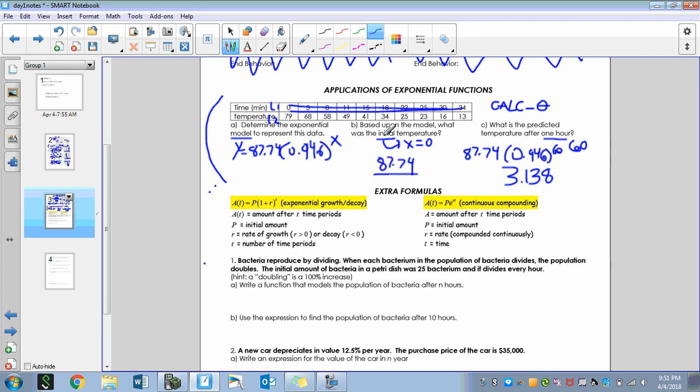It asks for the initial temperature, and when you look back over here to where x was 0, it very clearly says 79, and that doesn't match this. But that's not a problem, right? Because see how it says based on the model? They wanted to know what the estimated value would be based on this equation, not what it actually was from the data. Anytime you find an equation, this is an estimation. It's not going to be perfect. It's not going to match exactly. It's an estimation of this data.